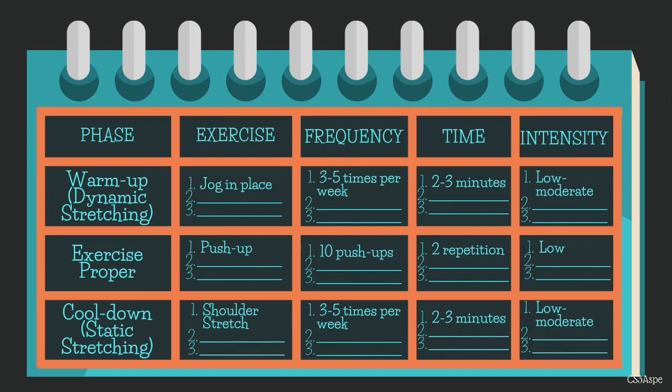Once you're done getting the resting heart rate, maximum heart rate, and target heart rate, you are now ready to design your exercise program. Here is an example template of an exercise program that consists of warm-up, exercise proper, and cool-down. Indicated also here is the FITT principle. The first one is done for you as your guide.